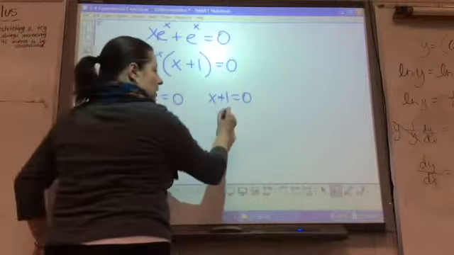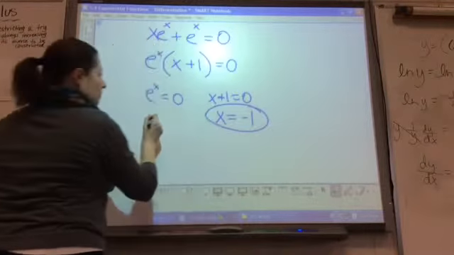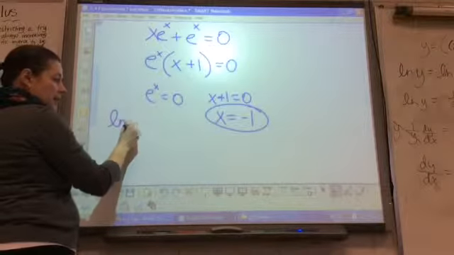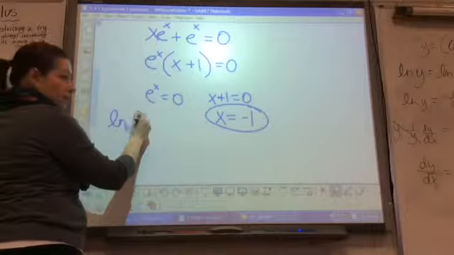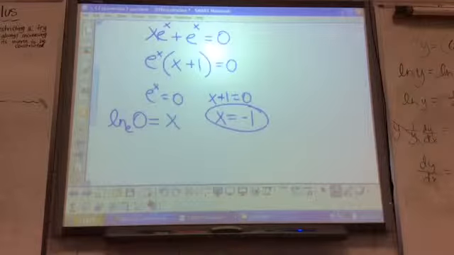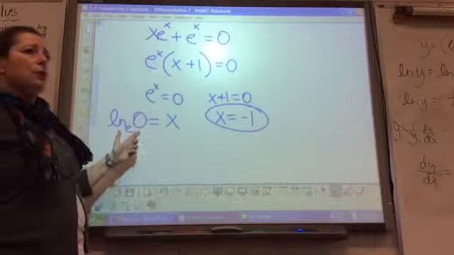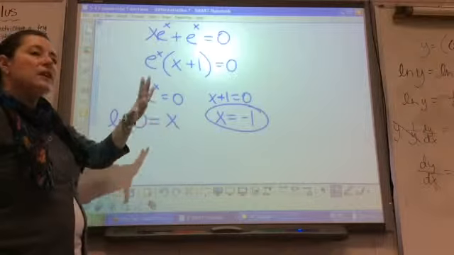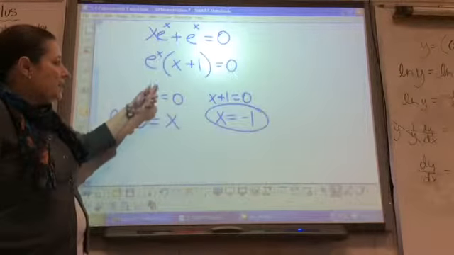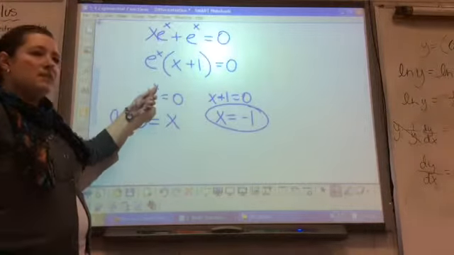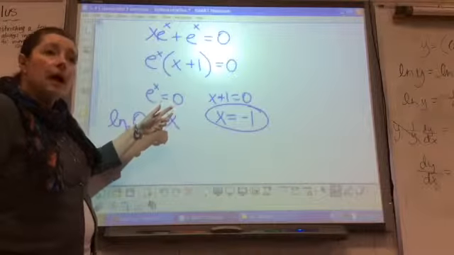So there's a critical number, and then e to the x equals 0. Rewrite this: ln of e to the x equals ln of 0. I don't think that can happen. ln of 0 on a calculator gives you an error. Even not rewriting it, think about it: e to the something is never going to equal 0. Even e to the 0 equals 1. So it can't happen.